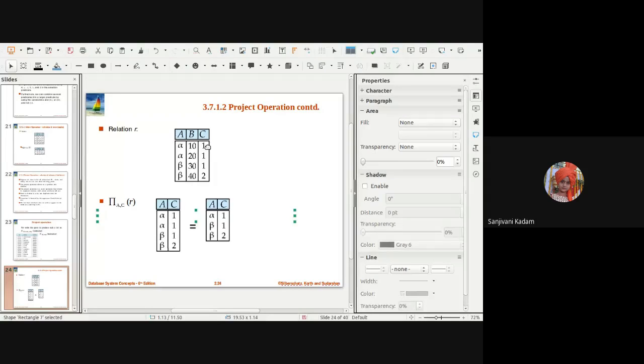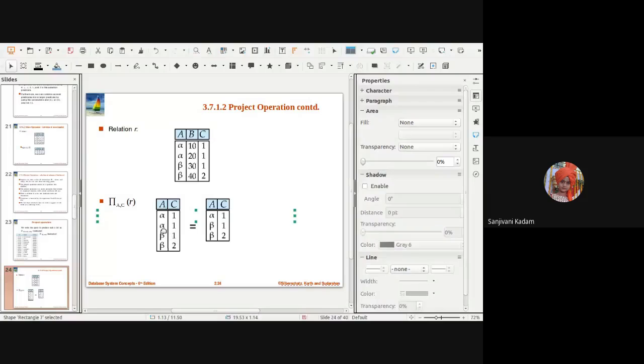First tuple alpha and 1. Second tuple alpha and 1 will be here. Alpha and 1, beta 1, beta 1, beta 2, beta 2. Okay, this is the complete output which we will get. But here alpha 1 and alpha 1 is getting repeated. Whatever relation is shown is always acting as a set, where duplication of elements is not allowed.